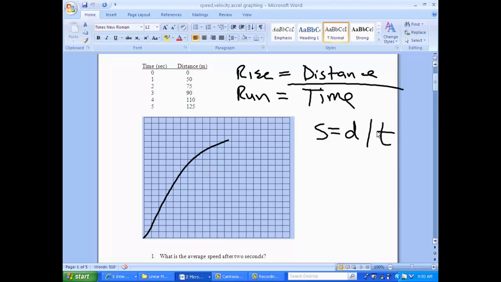Okay? So after 2 seconds, the total distance traveled was, we started at 0. After 2 seconds, we're at 75. So we do 75 divided by the time it took to travel 75 meters, 2. So 75 divided by 2? 32.5 or is it 37.5? 37.5 meters per second. That's 0 to 2 seconds. Anybody have any questions on that one? Okay, who can tell me what the next question is?